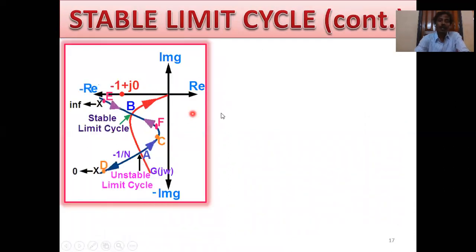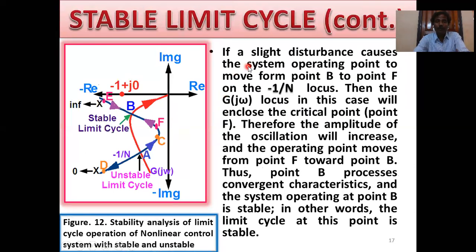Next case, if a slight disturbance causes the system operating point to move from point B to point F. Suppose this is the operating point, and this point moves from point B to point F. This is the point F. This is the inside of the z omega locus. So point B to point F on the -1/N locus, in this case, will enclose the critical point, point F.